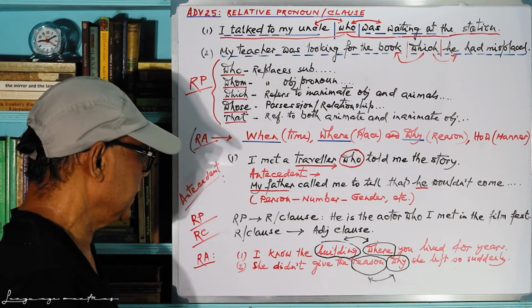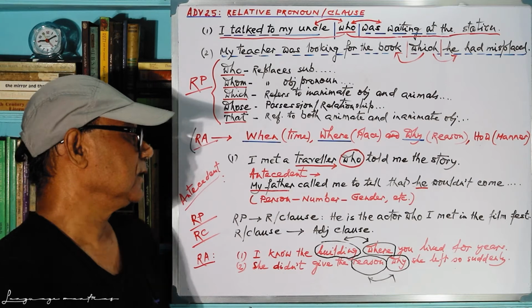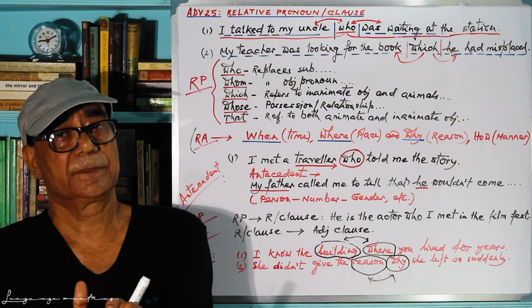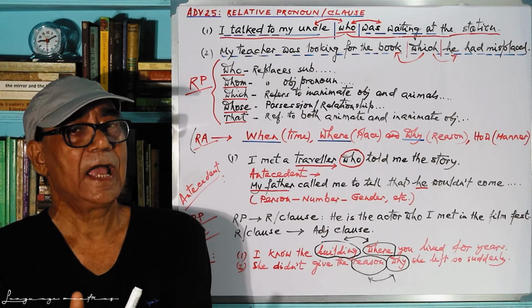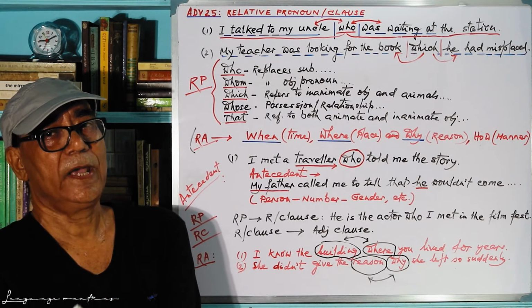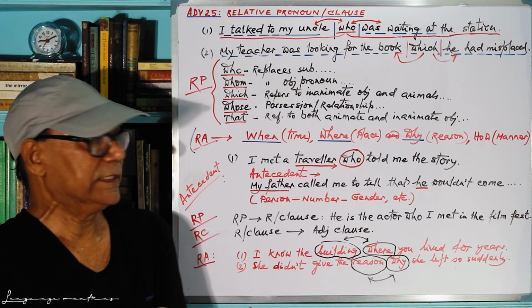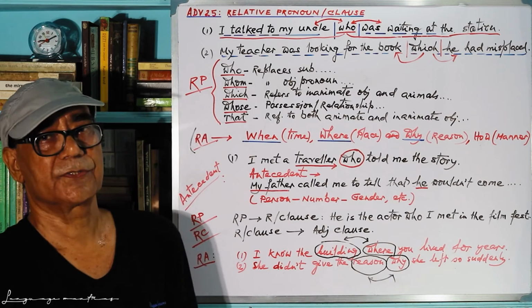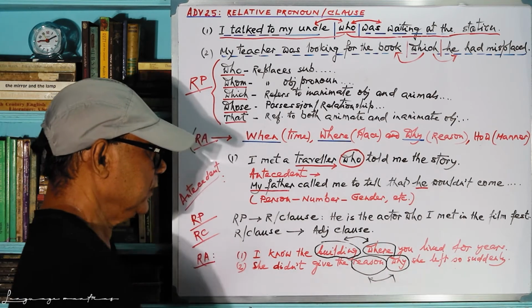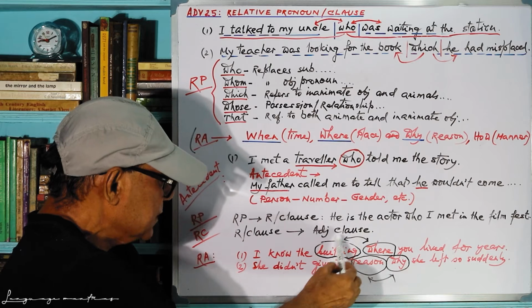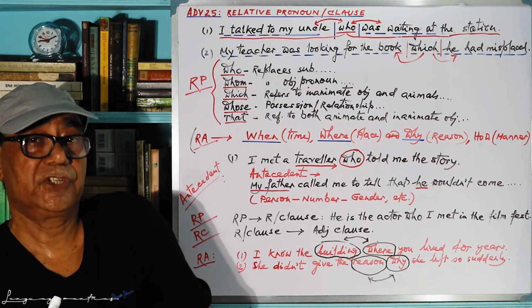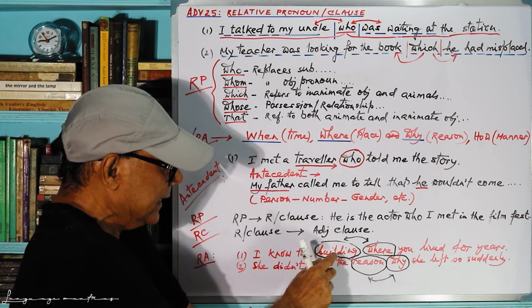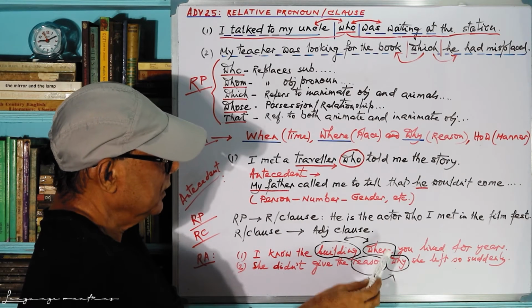We can get one or two examples. I know the building where you lived for years. Building is a noun, and then comes where. Where is an adverb, but in this particular sentence, where is actually joining these two parts, where you lived for years. Where refers back to building, that is the antecedent.